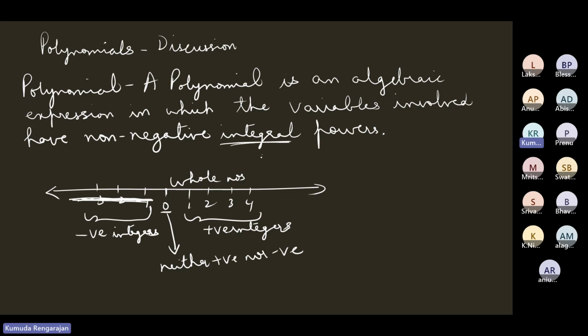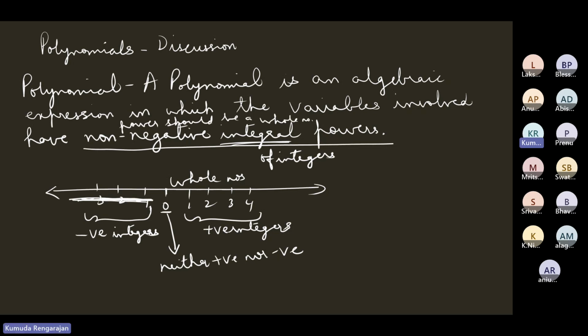Integral means of integers. So basically non-negative integral powers means the power should be a whole number. So it can be 0, 1, 2, 3, 4, 5, 6, and so on. It cannot be a fraction. The power should be a whole number. If the power is a whole number, then it is a polynomial. Otherwise, it is not a polynomial.